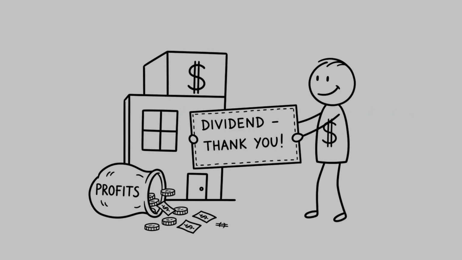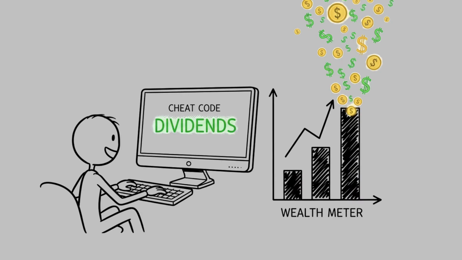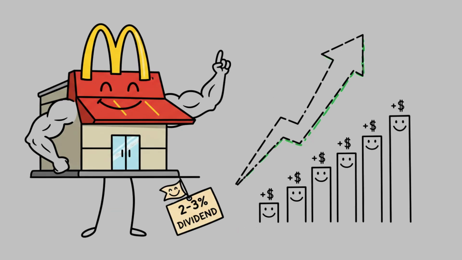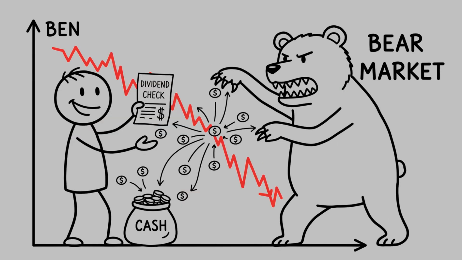Term 8, dividends. A dividend is a thank you check from the company's profits. It's the closest thing to a cheat code for wealth. But beware the yield trap. If a company offers a 15% dividend, they are likely bleeding cash and trying to lure people in. Healthy companies like McDonald's pay 2 to 3% and increase it every year. Ben loves dividends because he gets paid even when the bear is in control.